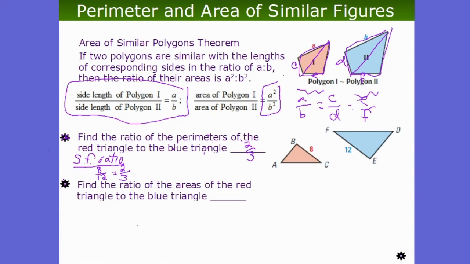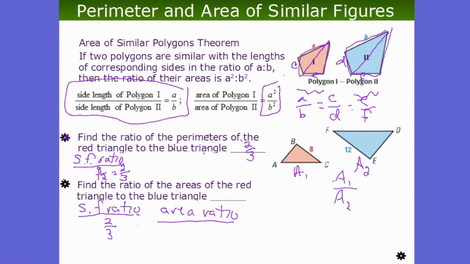If we want to find the ratio of their areas, the first thing you do is you find their scale factor ratio, which we did. The scale factor ratio is 2 to 3. So to find the area ratio, that is, whatever the area of this one is and whatever the area of that one is, you can find that ratio, A1 over A2, by squaring this thing. So when you square a fraction, you square the numerator and you square the denominator. So the ratio of the areas of the figures will be 4 to 9.